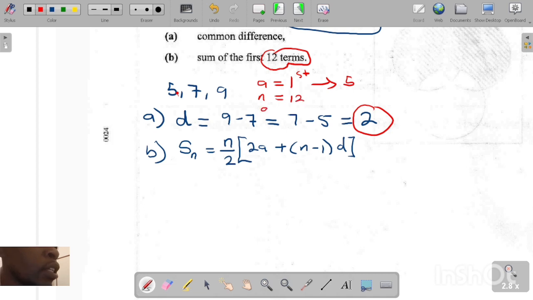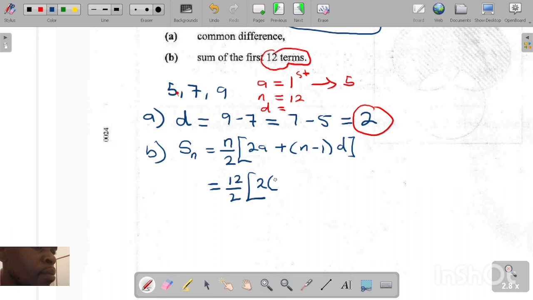Then we found that d, the common difference, is 2. So we just substitute and find the answer. n is 12, so we have 12 over 2.